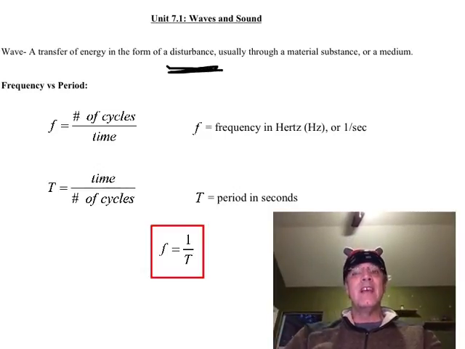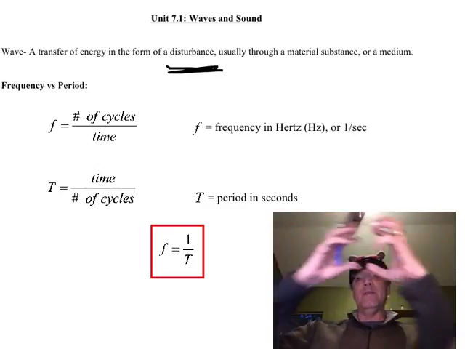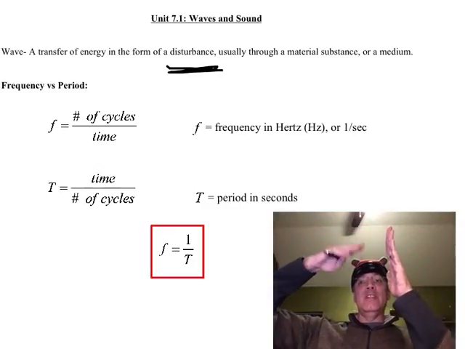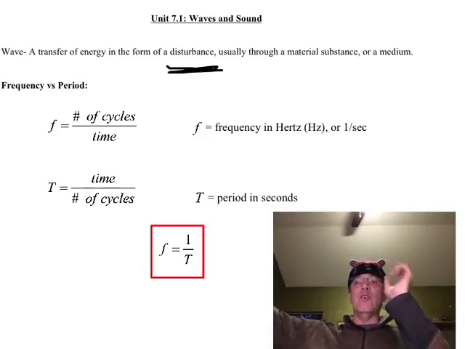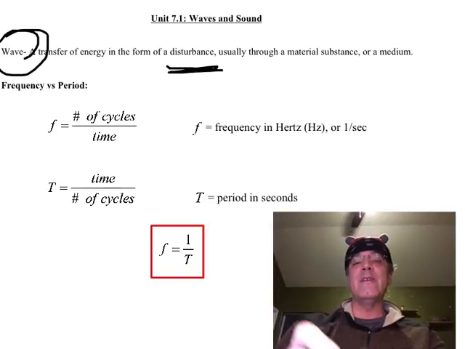A disturbance, not an actual physical transfer. Instead of a ball moving through space, I'm just hitting a bunch of balls together and they're hitting each other, and the disturbance is what's propagating through space. That's what a wave is, a disturbance traveling through space.